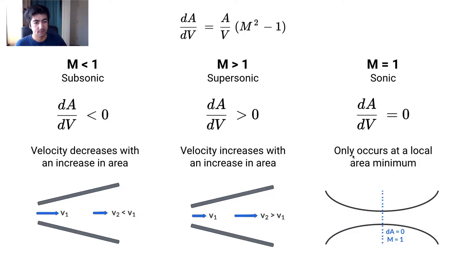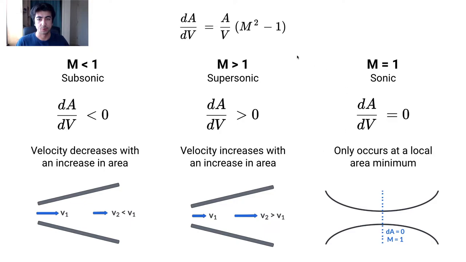This means that sonic speeds can only occur at a local area minimum, when the change in area at this local point is zero. If you look at this variable area duct that starts off with a negative change in area, a decreasing area, and then becomes an increasing area along the x-axis, there's a point at which the local change in area is zero. This is the only point at which we can actually get Mach equals one.